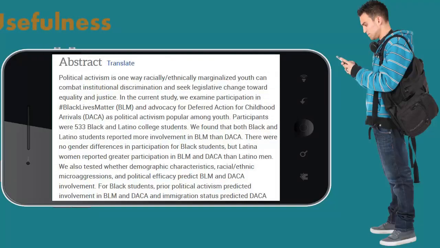Then you have to judge the usefulness of the source. If you are writing about the influence of the Black Lives Matter movement and activism, is this a good article for your paper? Why or why not? Let's look at the abstract, where the article claims that "political activism is one way racially and ethnically marginalized youth can combat institutional discrimination and seek legislative change toward equality and justice. In the current study, we examine participation in hashtag Black Lives Matter and advocacy for DACA as political activism popular among youth."